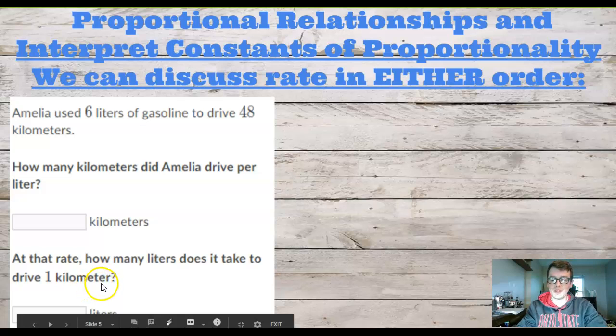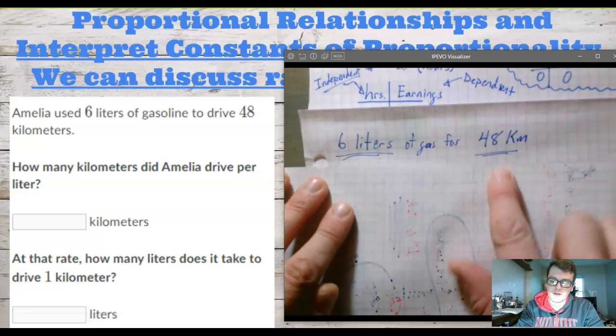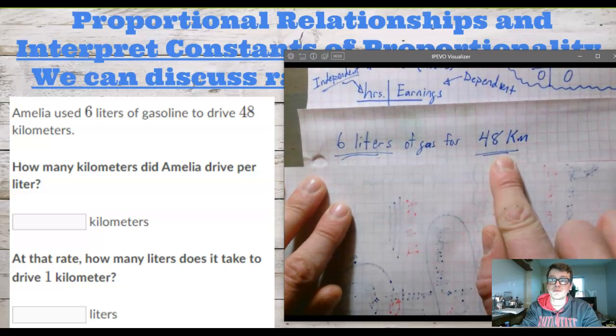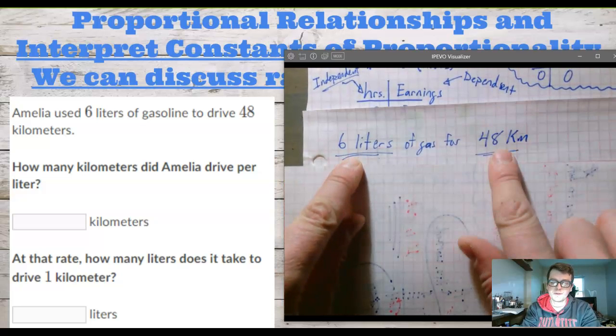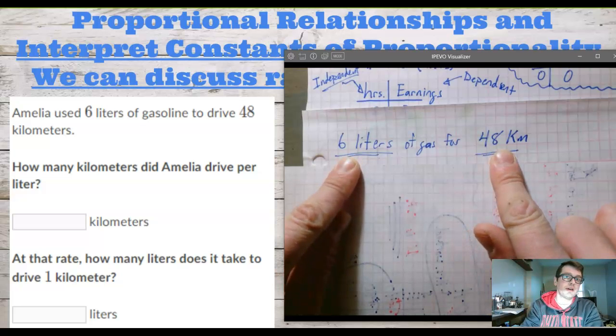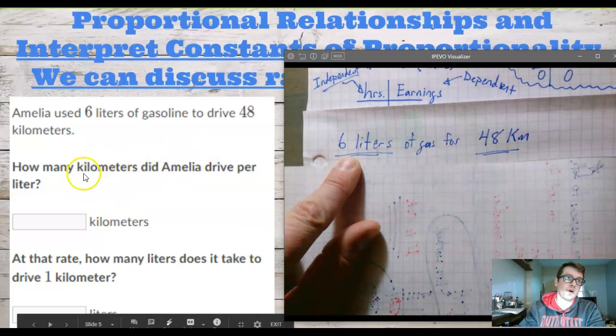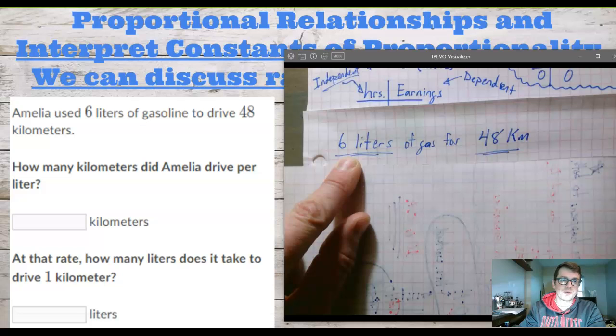So before we go to breakout rooms, let's write down: it takes 6 liters for 48 kilometers. We want to figure out both unit rates. We want how far we can go on 1 liter of gas, and how many liters it takes to go just 1 kilometer. So pop into your breakout rooms. You won't have a ton of time, probably just like 2 minutes here.